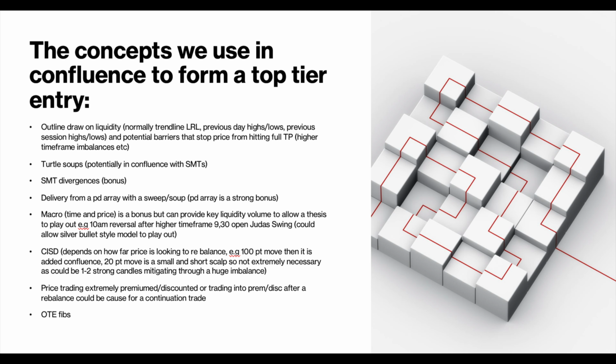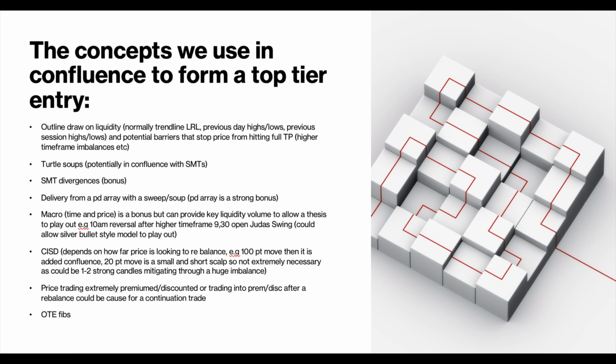So let's say there's a soup and an SMT inside, so price has traded up, let's say into an hourly gap. We see a soup and an SMT, again just amazing confluences, but again, you don't need all of them to appear for it to be a great setup. So we love to see delivery from a PD array with a sweep or a soup, but a PD array is a strong bonus.